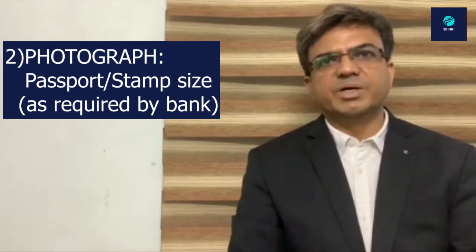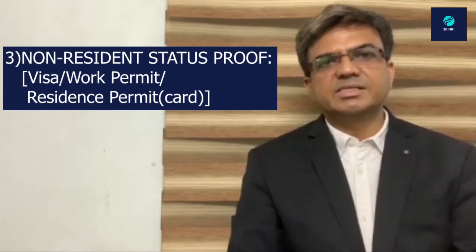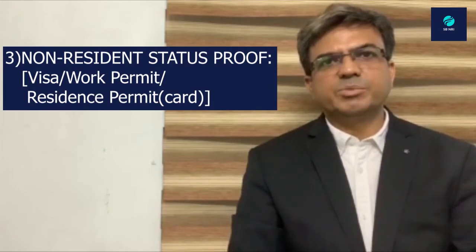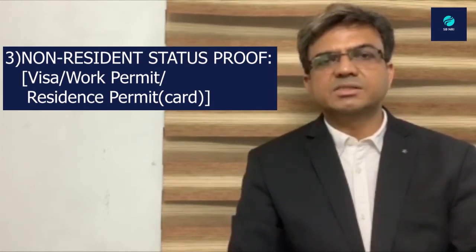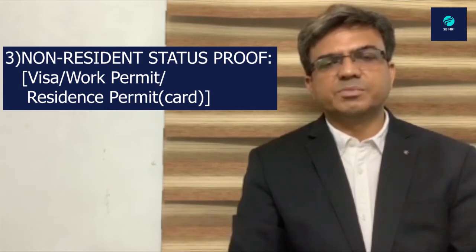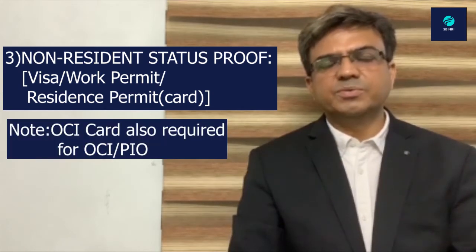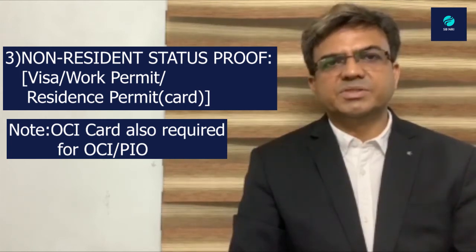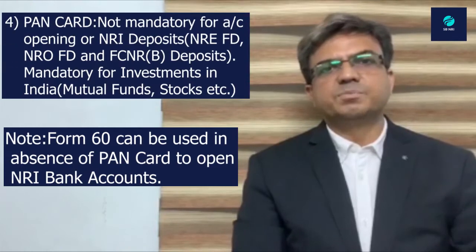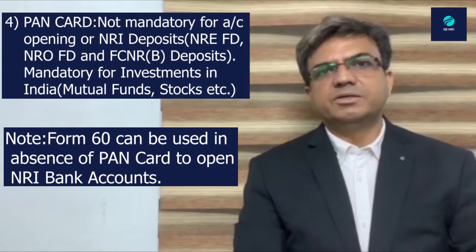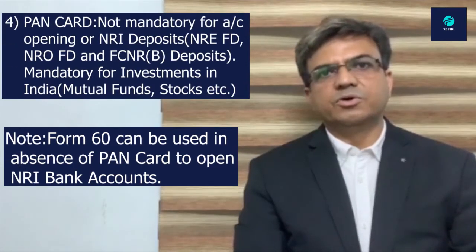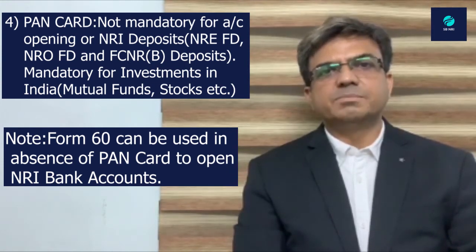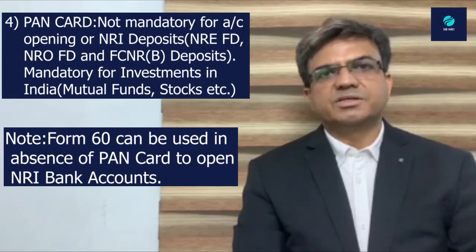The second document is your passport size photograph or a stamp size photograph as required by the respective banks. The third document is your NRI status. Now, NRI status can be proven by your valid visa, your work permit, or a residence permit. If you happen to be a PIO, then an OCI card is a mandatory document to open NRI accounts. The fourth document is the PAN card. Now, PAN card is not a mandatory document to open an NRE, NRO, or FCNR account, but yes, it is a mandatory document if you are investing in mutual funds, etc.